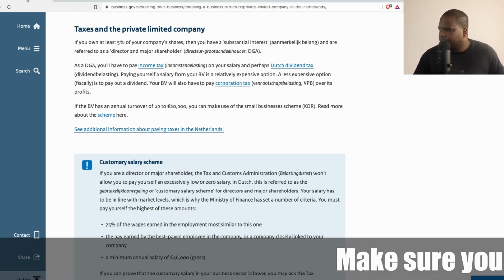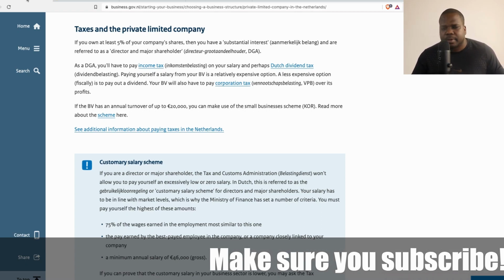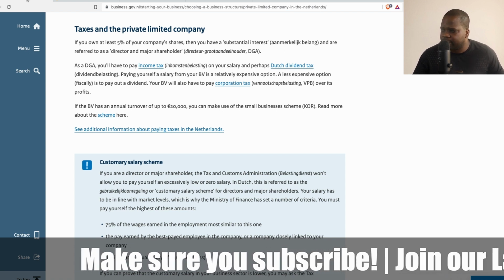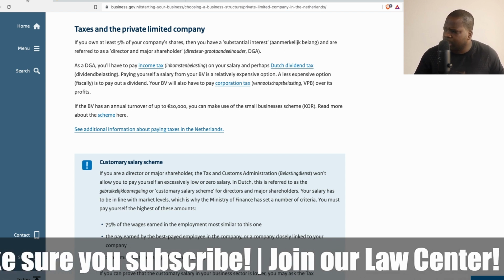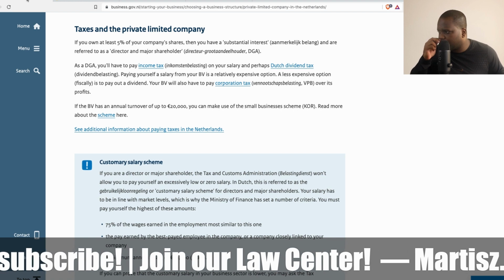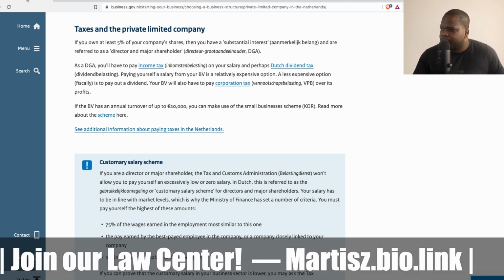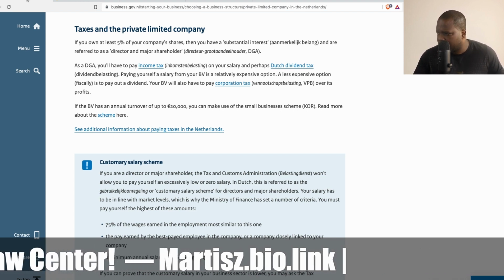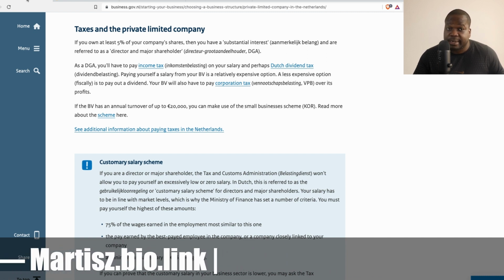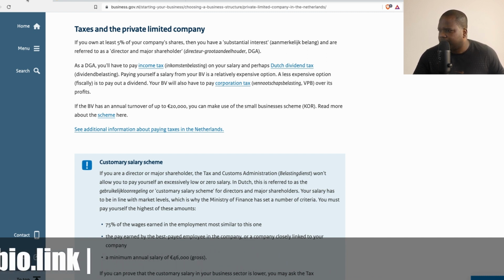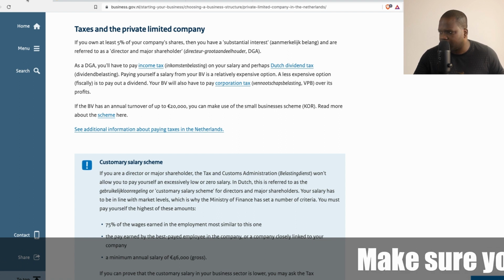Okay. Taxes and the private limited company. So taxes and a BV. Let's read about it. If you own at least 5% of a company's shares, then you have a substantial interest, aanmerkelijk belang, and are referred to as director and major shareholder.